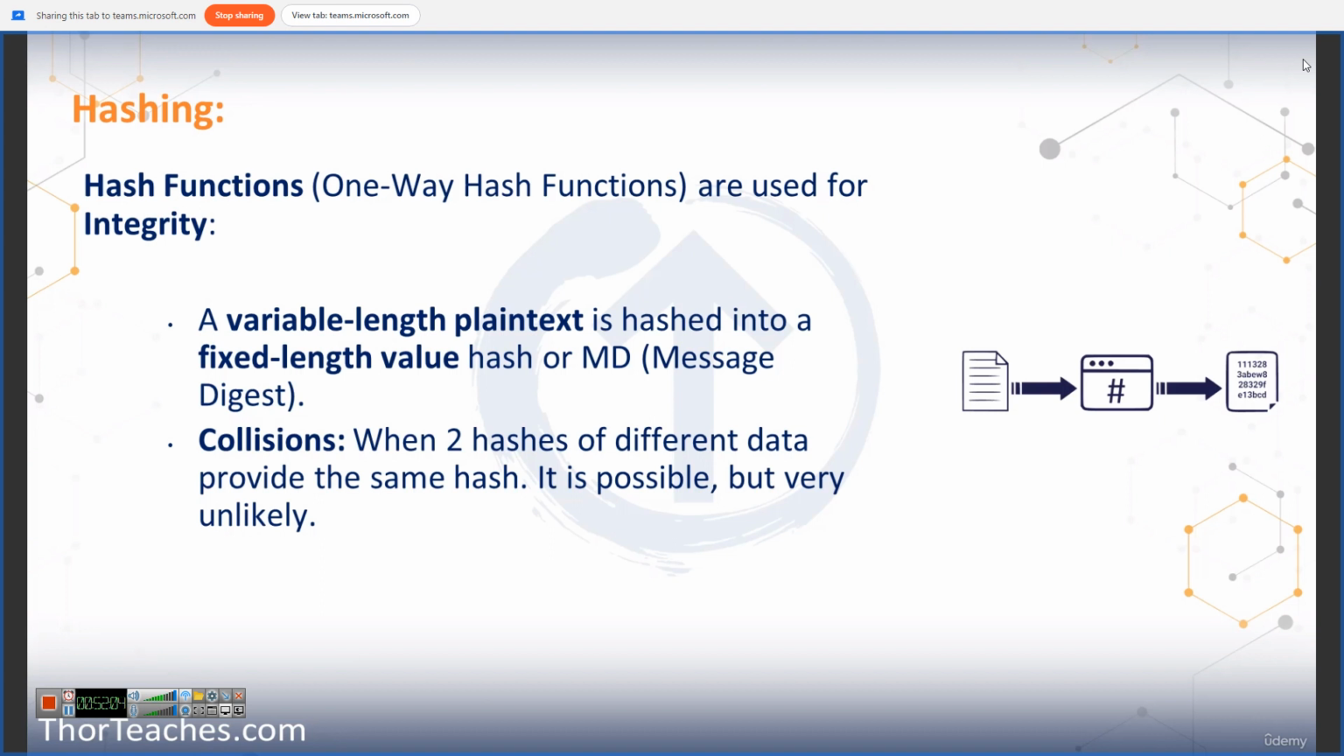Another thing you need to know about for hashes are collisions. And a collision is when the hashing of two different sets of data, two different sets of plaintext, provide the same hash. It's very uncommon, at least unless there's a flaw in the hashing algorithm, but it is still possible.